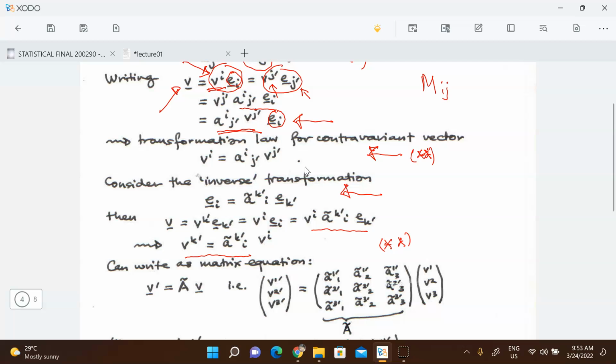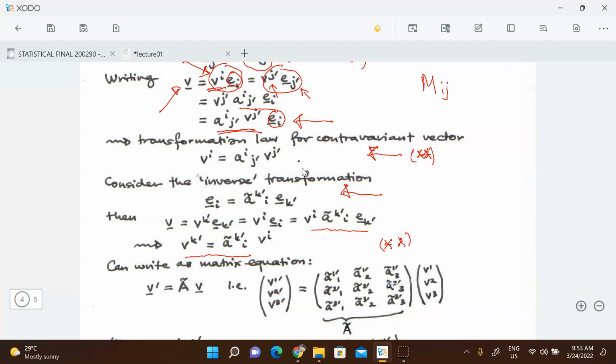Here, what's happening over here? You convert the dash components of your V to the undash components. Here, you convert your undash components of V to the dash components. Okay? It may be confusing, okay? But believe me, after a while you get the hang of it, because the index notation is very simple.